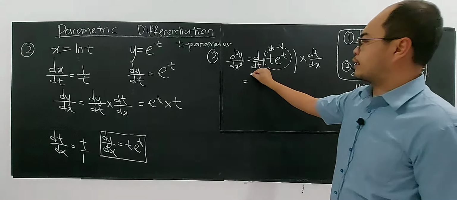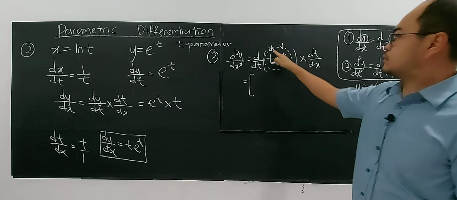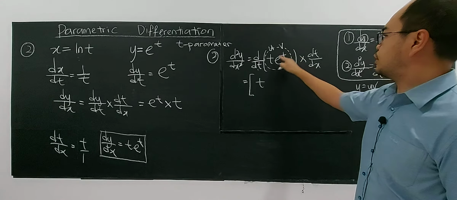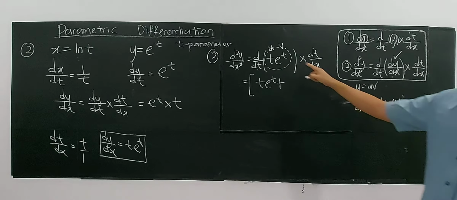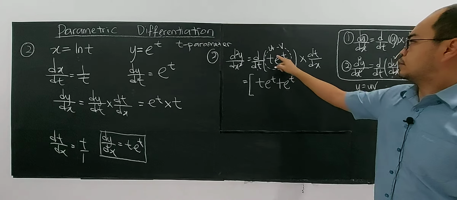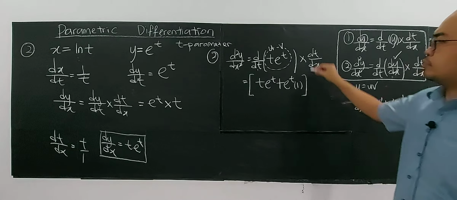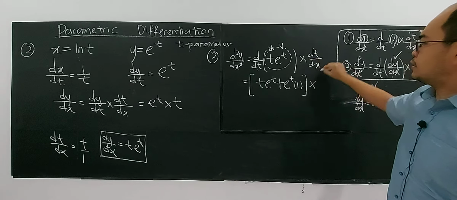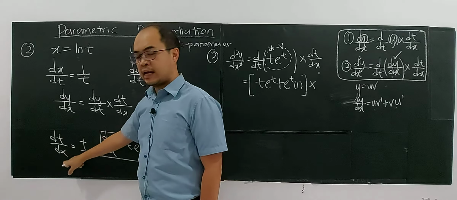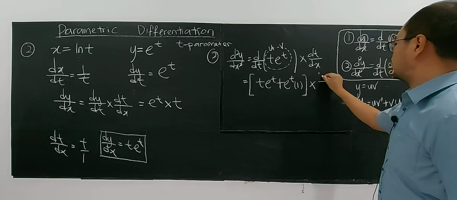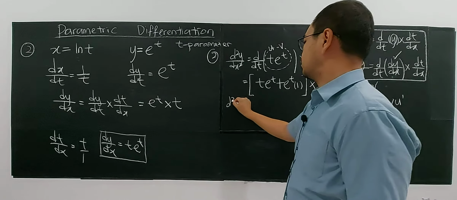I'm going to differentiate this directly because this is basics. u is t, v prime, differentiating the exponent, gives e^t, plus v, which is e^t, times u prime, differentiating t, gives 1. Then multiply with dt/dx. Don't forget to multiply dt/dx. dx/dt is 1 over t, so dt/dx is t over 1, so multiply with t.